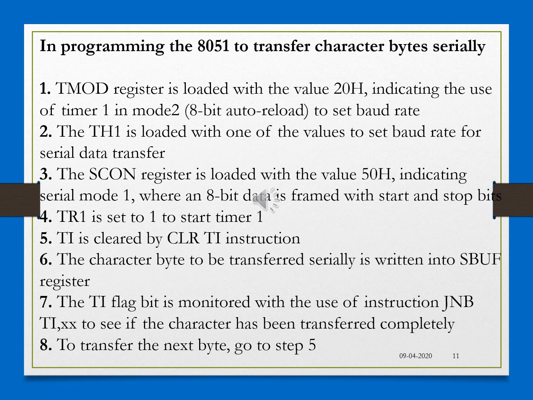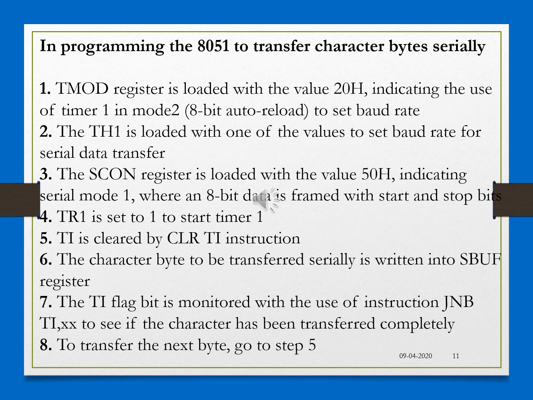Also, to monitor the data transmitted serially, you have to monitor the TI flag, the transmit interrupt. When transmit interrupt goes high, what does it indicate? That all the 8-bit data has gone, and halfway through the stop bit, the TI will get set, isn't it? So that has to be cleared.